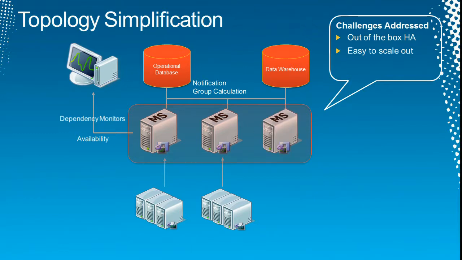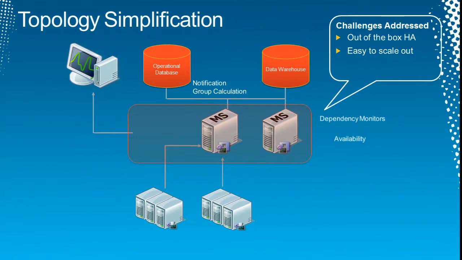Now, if we introduce a third management server, you'd actually see a recalculation happening behind the scenes, and the infrastructure would make sure that another workflow, in this case dependency monitors, would be moved over to this third management server, and workflows and workload would be split equally amongst the three. Now, what happens if a management server were to become unavailable? Again, the out-of-the-box HA would mean that the management group would recalculate that there's only two management servers left. We need to move the dependency monitors workflow because that was running originally on that management server. The third one picks that up and everything's fine.